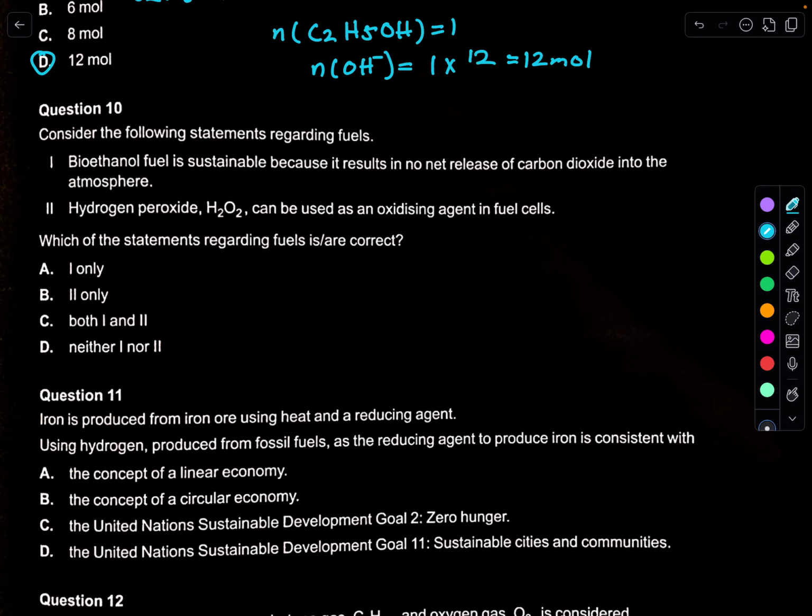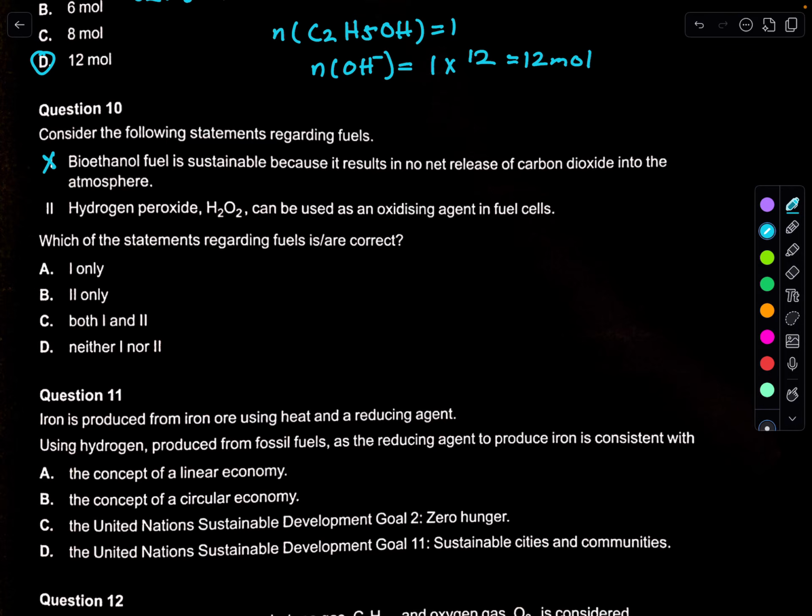So absolutely be careful with that. That's in your textbooks, by the way. They always say this thing: bioethanol is carbon neutral, but in some ways it's also not, because of transport, planting it, and the amount of resources, so it doesn't become sustainable. Statement 2: hydrogen peroxide, H2O2, can be used as an oxidizing agent in fuel cells.